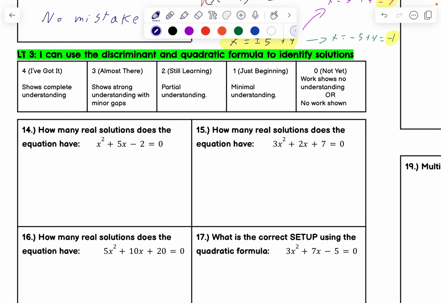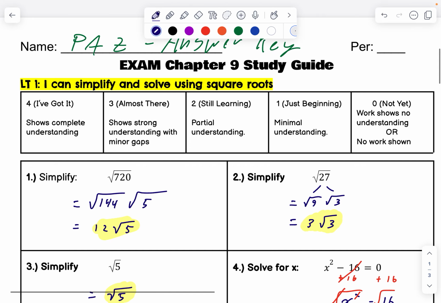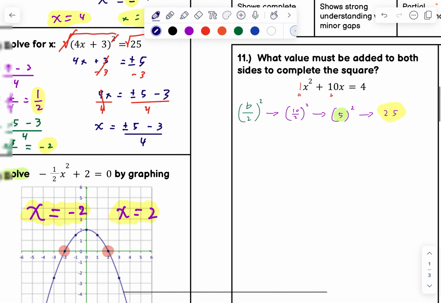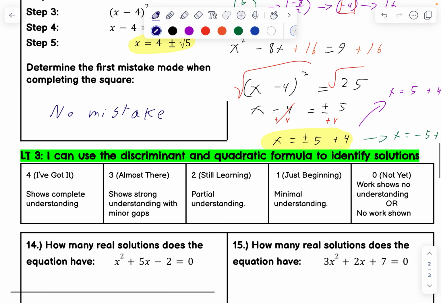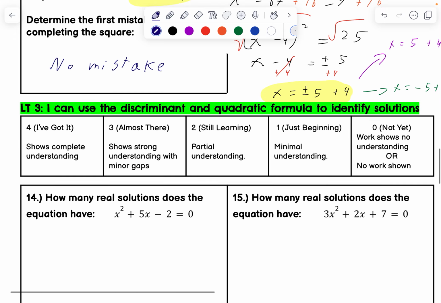Hey everyone, welcome to part 3 of our study guide. We were looking at our chapter 9 study guide and we went over simplifying using square roots. We went over using complete the square, and we are finally now in using the discriminant and the quadratic formula to identify solutions. Let's start off with problem number 14.